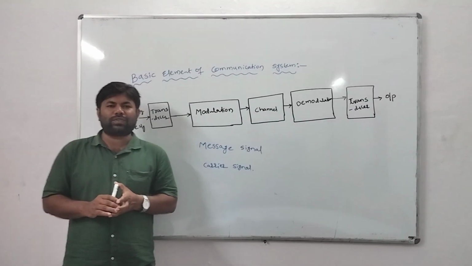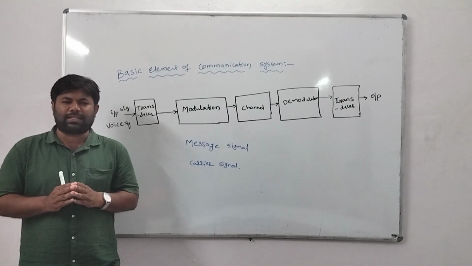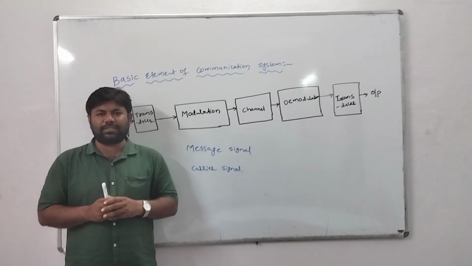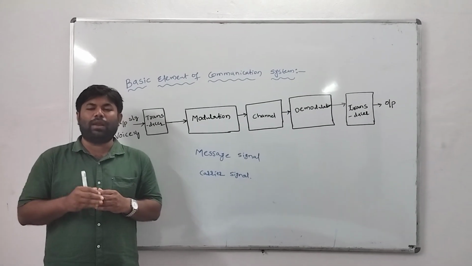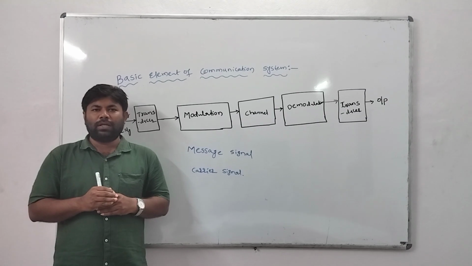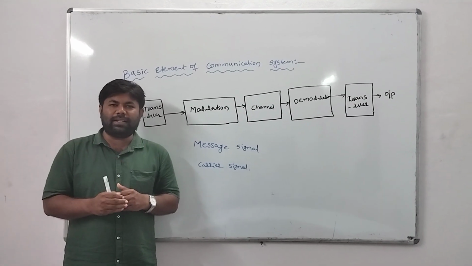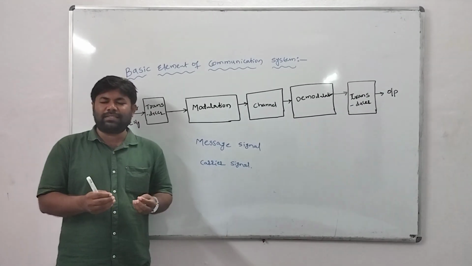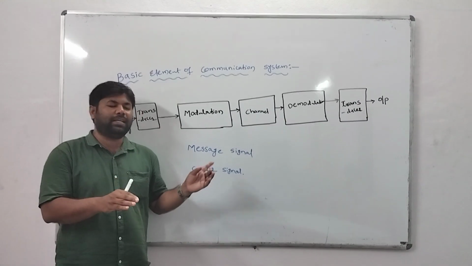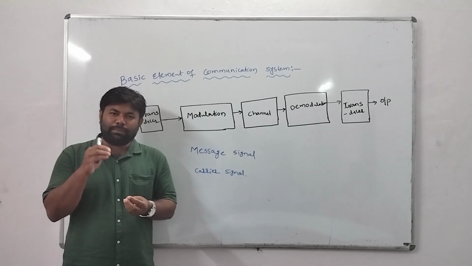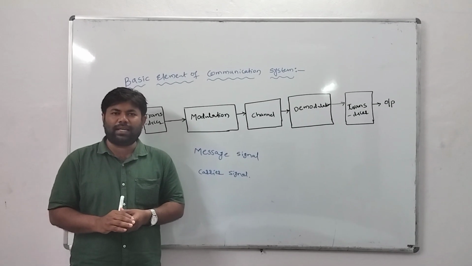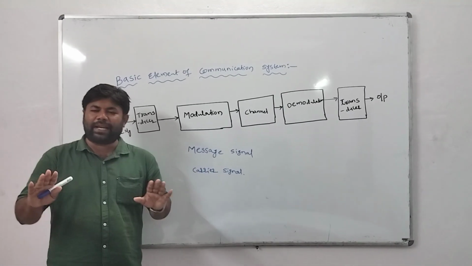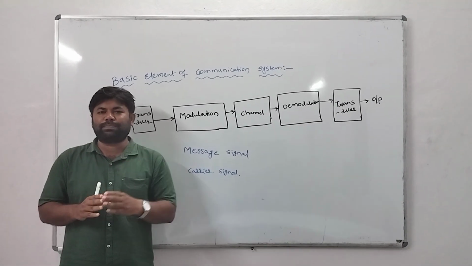Before that, first we need to know the two signals, the message signal and the carrier signal. A message signal is a low frequency signal. This signal cannot travel long distances. The message signal is the information present in that signal, and we can also call it the modulating signal. So this message signal cannot travel long distances.